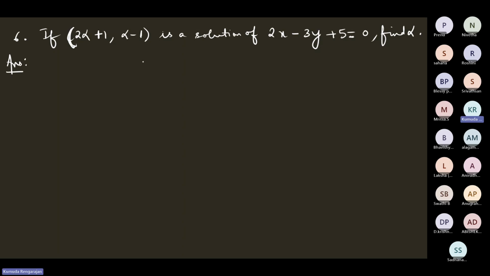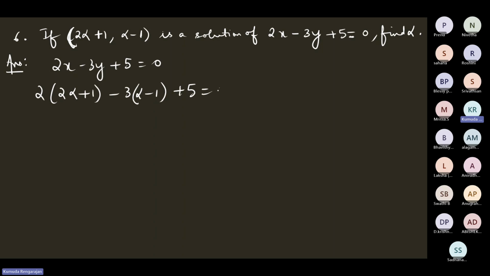So we know that solutions will satisfy the equation. So this is the equation. In place of x, use 2 alpha plus 1, the x coordinate. And in place of y, use the y coordinate, alpha minus 1. Plus 5 is equal to 0. So 4 alpha plus 2 minus 3 alpha plus 3 plus 5 is equal to 0.